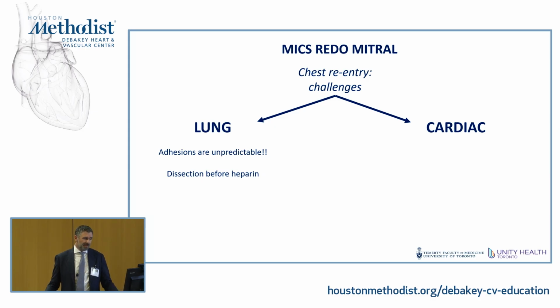But since it's unpredictable, I change the sequence a little bit when I do a redo mitral. Normally, for first-time cases, we do the thoracotomy and the groin incision at the same time and very quickly give heparin. In this case, I want to make sure with a thoracotomy that the lung is completely dissected and fine, and I can see the pericardium before giving heparin.